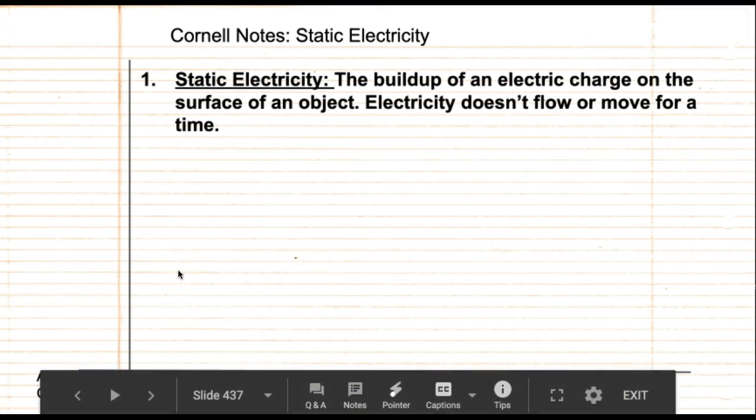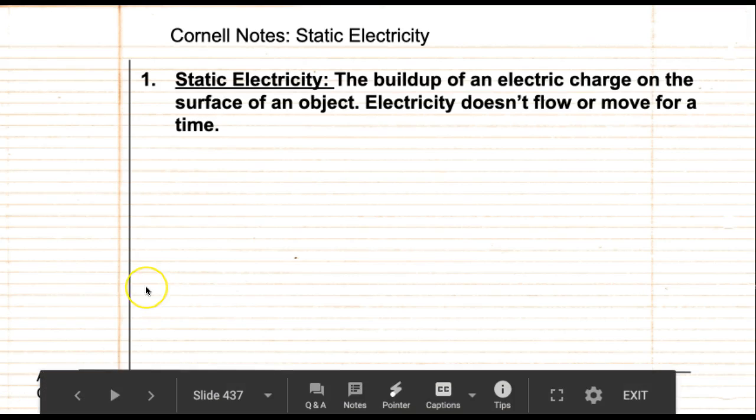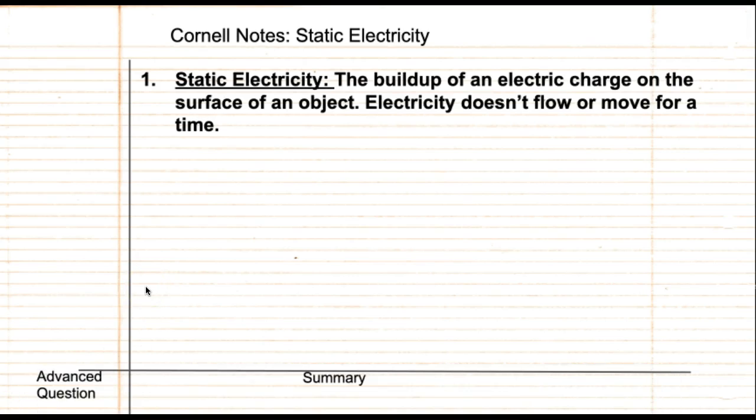So static electricity is the buildup of an electric charge on the surface of an object. So electricity doesn't really flow or move for a time. Go ahead and take a minute to write down that definition.